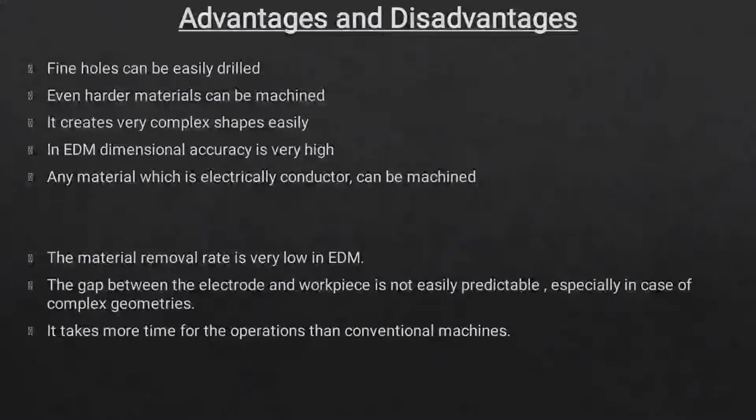Now disadvantages. The material removal rate is very low in EDM. If you have already worked on EDM, then you know that it's a very slow process, and the gap between the electrode and the workpiece is not easily predictable, especially in case of complex geometries. The arc gap I told you about in the previous slide is not easily predictable. Last point is, it takes more time for operation than conventional machines. I already told about this.